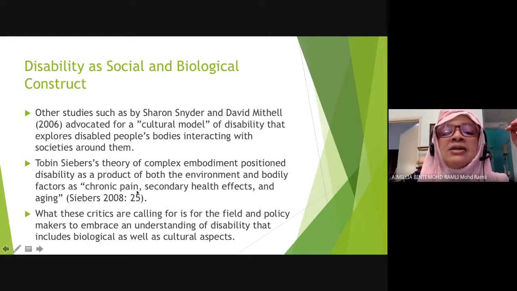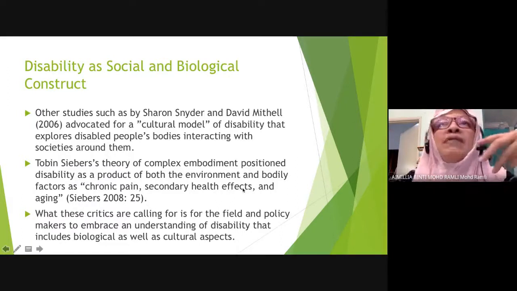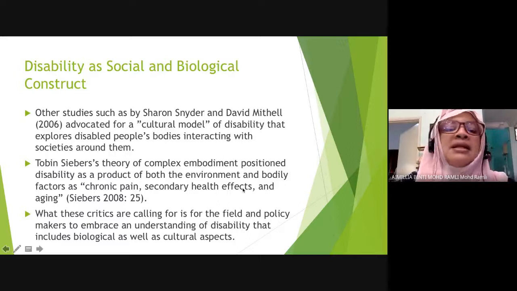Okay, it's not just the disability that we understand, like you cannot see, you cannot hear, and so on. It can also include people who have chronic pain. Chronic means everlasting pain, forever. It's a long-lasting pain. Like myself, I have osteoarthritis. Okay, I cannot walk properly like other people, so I have chronic pain. I'm disabled in that sense. So secondary health effects, like if you have diabetes, it causes a certain disability also, and aging. So CDS is including all of these types of disabilities.